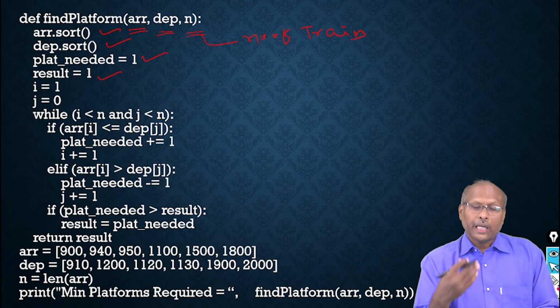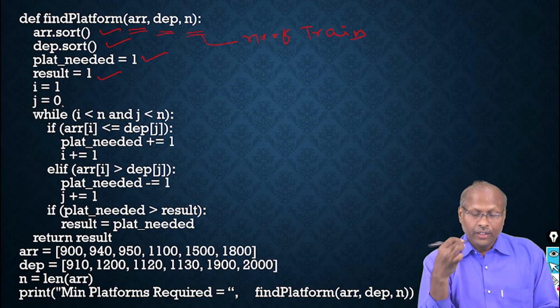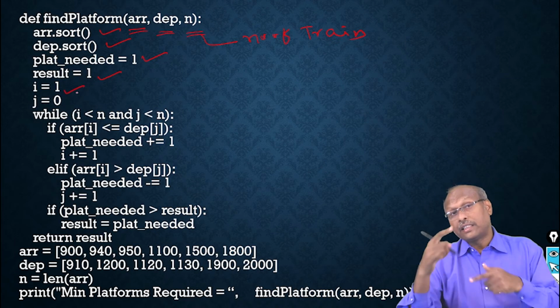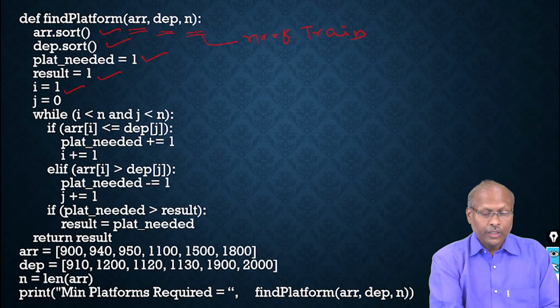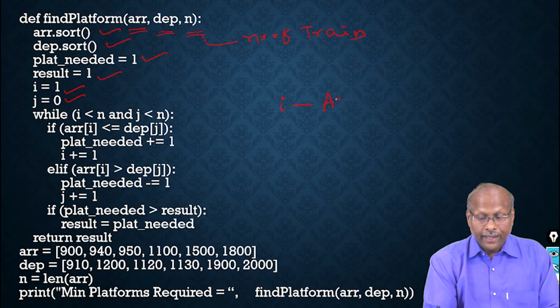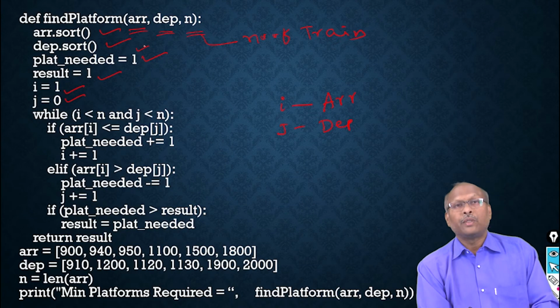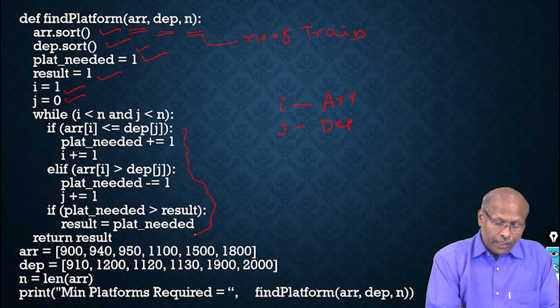Now you have to start processing. I have assumed that the 0th train has already started, so from the 1st onwards I will check. The second train's arrival time I will compare with the previous train's departure time. That's why j equal to 0. So i will be pointing to my arrival array and j will be pointing to my departure array. That's why i started with 1, and that's why I took minimum platform needed as 1. Now this loop will repeat.